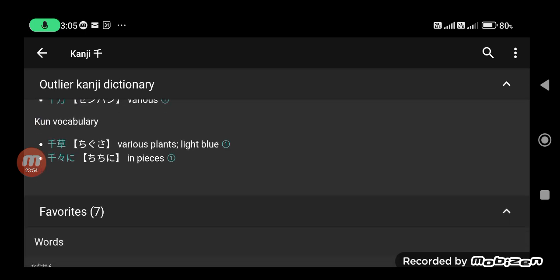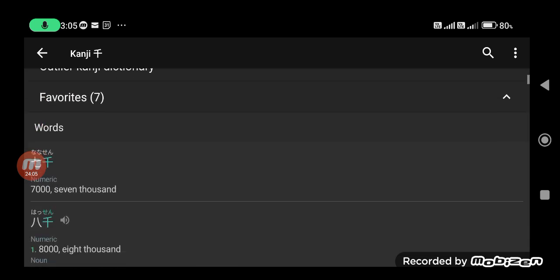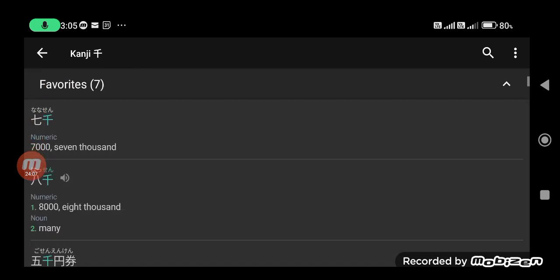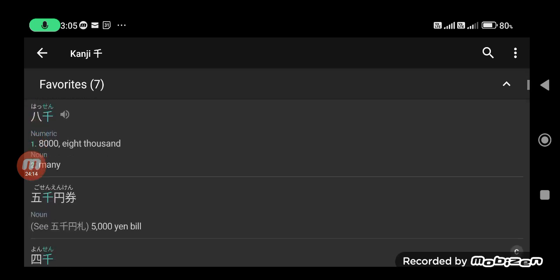So vocabulary: chigusa, various plants. Chirijiri, in pieces. So nanasen is 7,000. So what is 8,000?